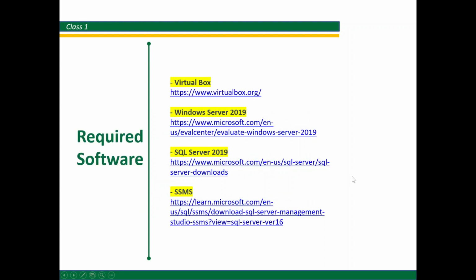You are going to need the following software in order to configure SQL Server Always On. For this lab, I'll be using VirtualBox, and we are going to be doing it on Windows Server 2019. And the SQL Server we are going to be using is SQL Server 2019 as well, or 2022. Then we are going to be needing SQL Server Management Studio as well.